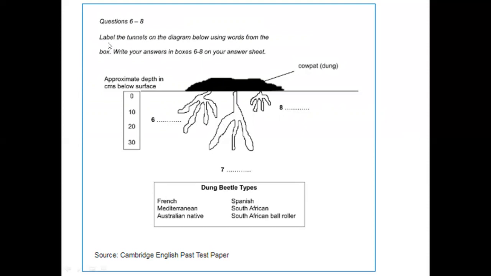So here you have questions 6 through 8. Label the tunnels of the diagram below using words from the box. That's good. You have the box. Okay, so you don't need to find, no, you need to find the words, but anyway, you have the examples here. Write your answers in boxes 6 through 8 on your answer sheet. So something strange is here, and some words are here.